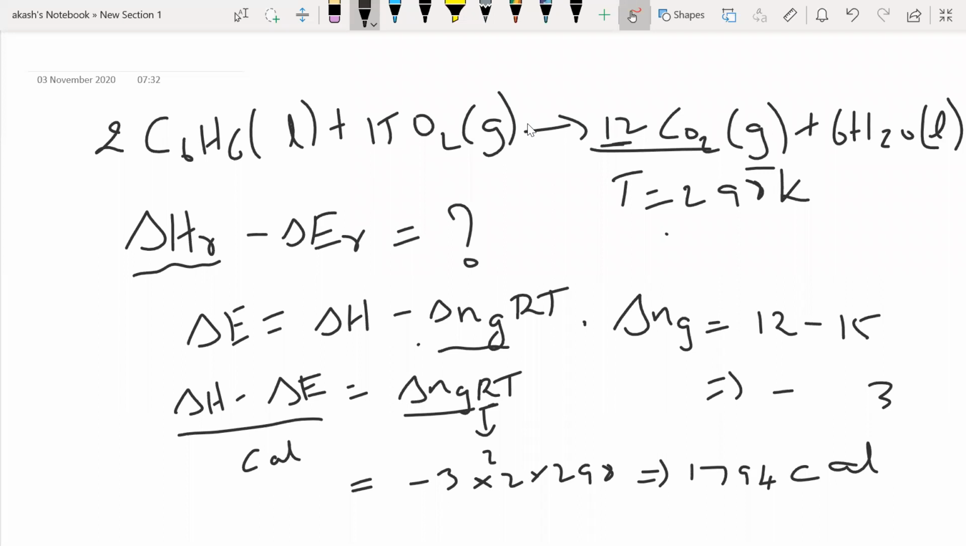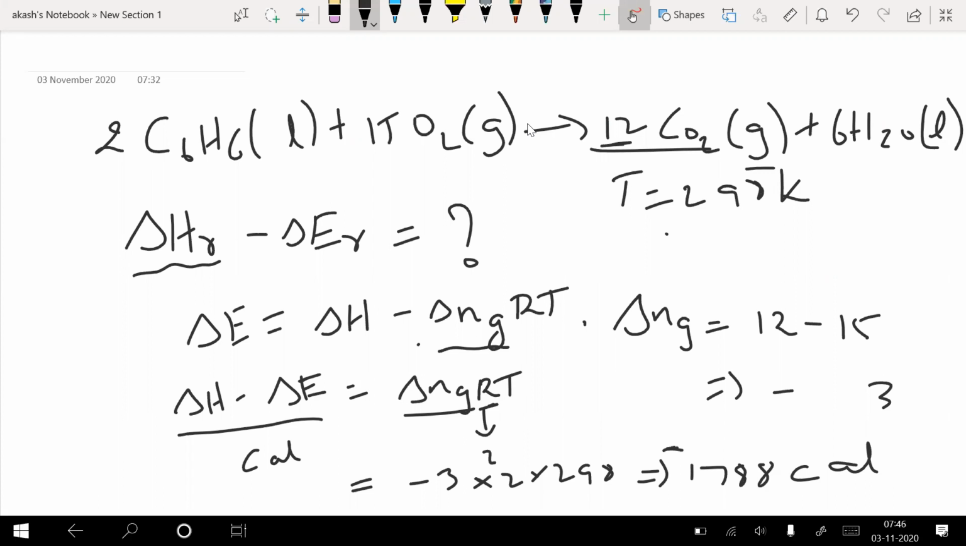Okay, everybody got it? How do we do this problem, guys? Sir, should be minus 1788 calories. Oh, wait. Yeah, 1788, correct. Yes, minus 1788 calories would have been the answer. So everybody got it, people? This is a simple problem. You just have to substitute it in the equation delta Ng RT. As simple as that. What is the time? Okay, we have time. Cool.